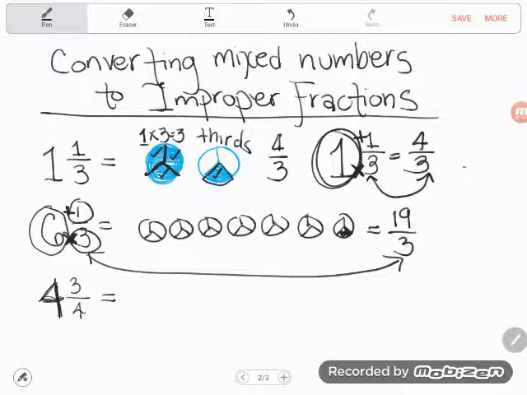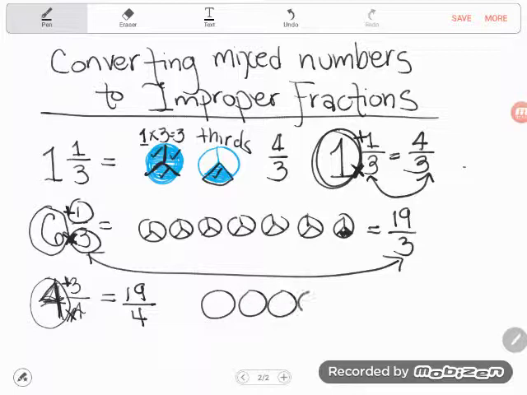Let's try one more. Let's try 4 3/4. Again, I could take the 4 whole things, cut each one into 4 pieces, and I'll end up with 16 pieces. 16 pieces plus the 3 I already had, 17, 18, 19. That is 19/4. And let's prove it in a diagram.